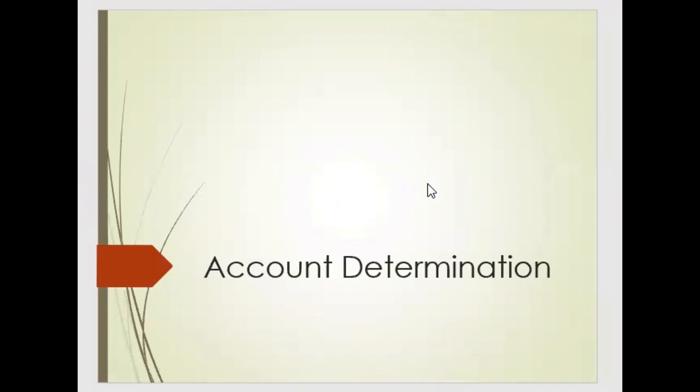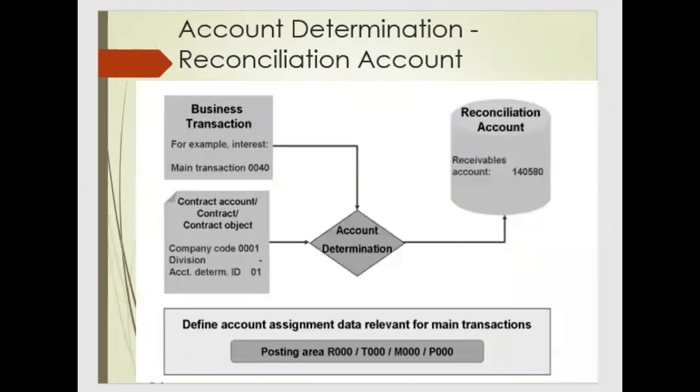So let's start. We already discussed account determination, and account determination is mostly used at our contract account level. At the contract account level, we put account determination, and that account determination is linked to the main transactions, sub transactions, and the business area, and that's how it connects to the posting area details. Now you can see here the business transactions.